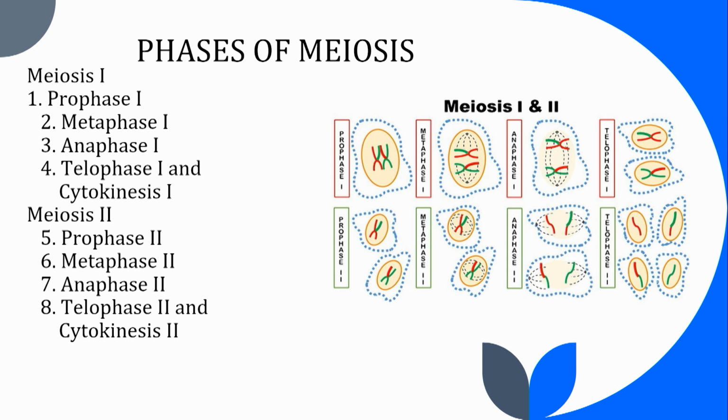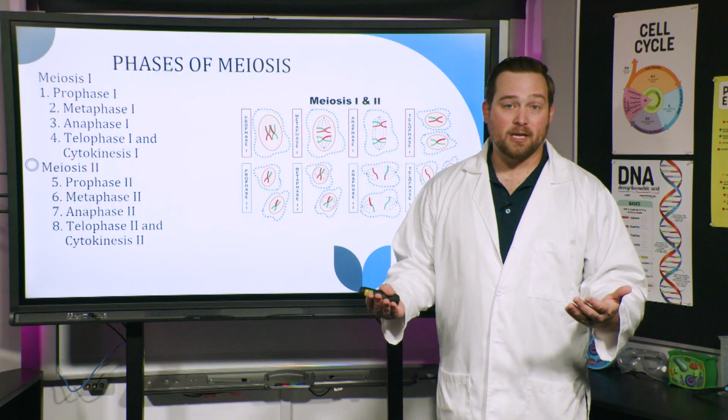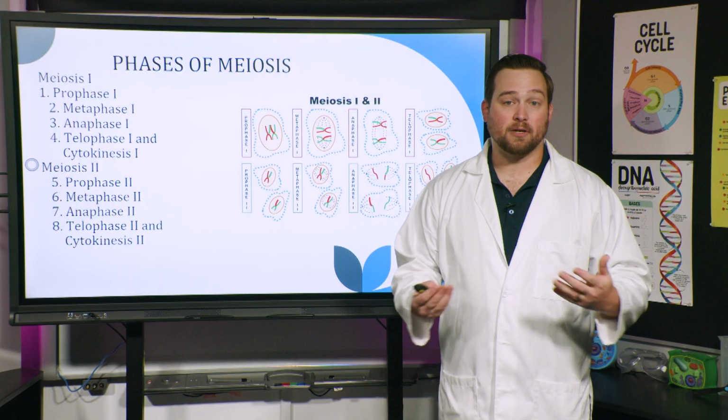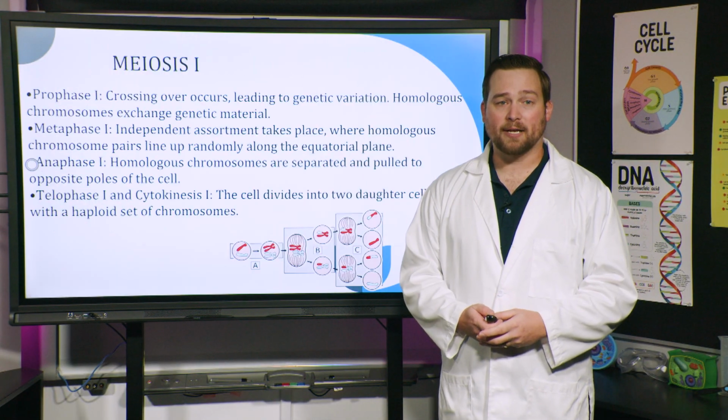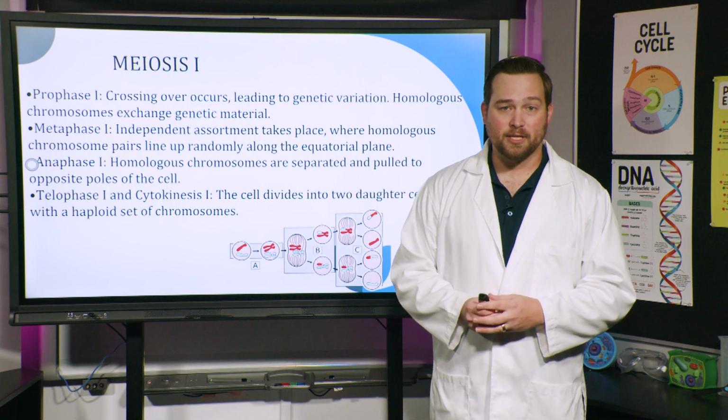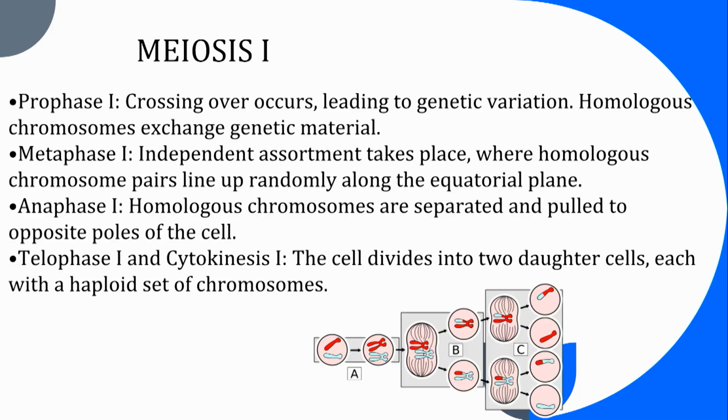We say meiosis 1, which is 1 round of PMAT, and then we say meiosis 2, which is another round of PMAT. There are 8 stages total, and there are 2 rounds of cell division. Great. So let's get into a little bit more detail of what's really happening here. So here's all the details on what's happening in meiosis 1.